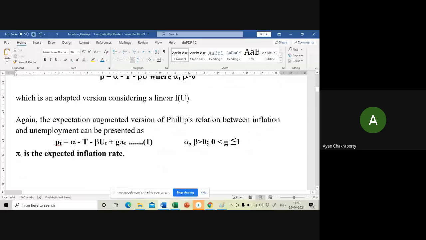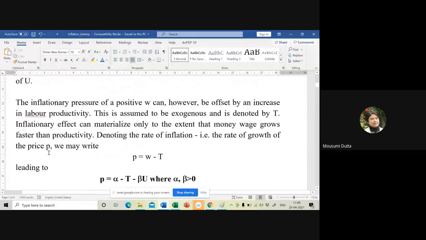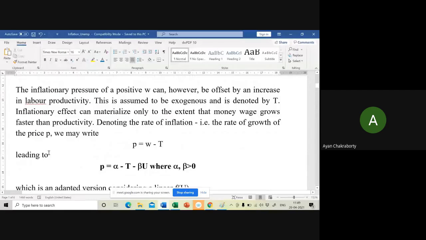Ma'am, I have a question from here. Here you are saying that T is exogenous, meaning this is the technological change which is occurring over time, which improves labor productivity. But the explanation you gave was that T is a function of W itself, meaning as W rises, the productivity will rise. So it is then not exogenous, it should be included in the model.